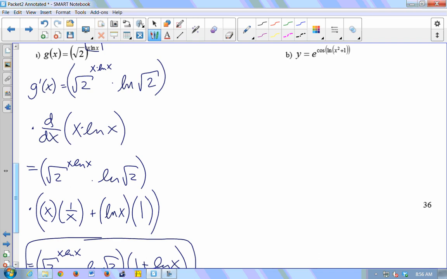Okay, so y prime is going to be e to all this stuff, the cosine of the ln of x squared plus 1, times the derivative of all that stuff, the cosine of the ln of x squared plus 1. Good so far? So the derivative of e to some stuff is just e to that same stuff times the derivative of the stuff.